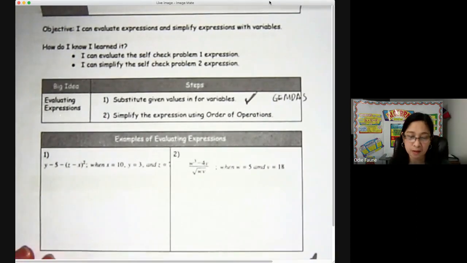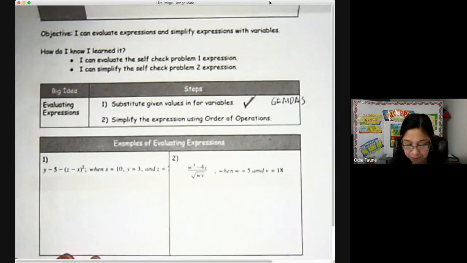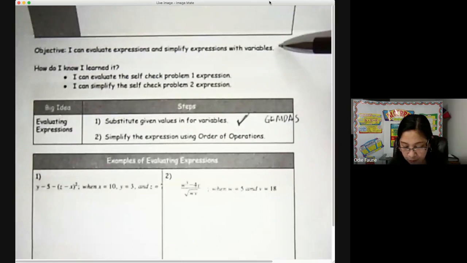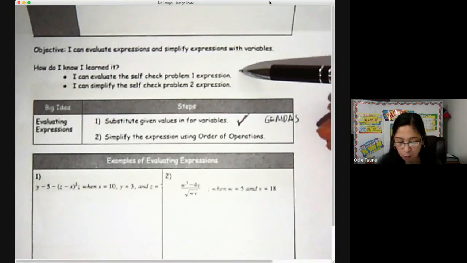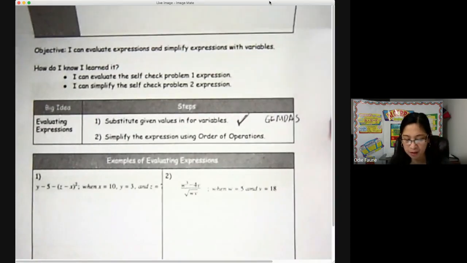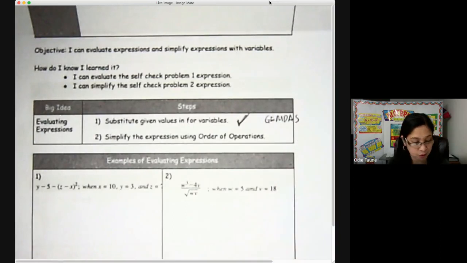So today we will move to our lesson number 2, which is evaluating and simplifying expressions. Our objective: I can evaluate expressions and simplify expressions with variables. So how do I know I learned it? I can evaluate the self-check problem 1 expression and I can simplify the self-check problem 2 expression.